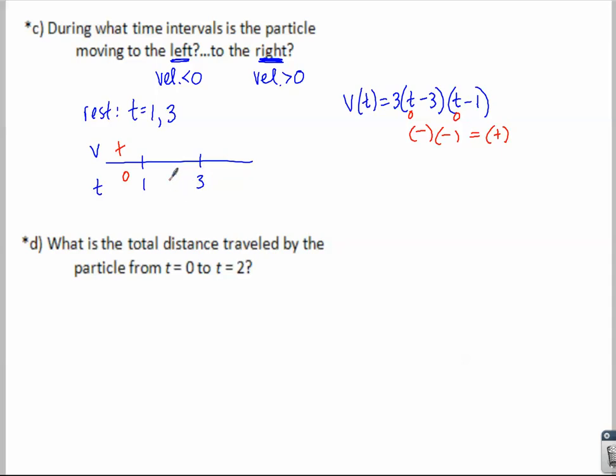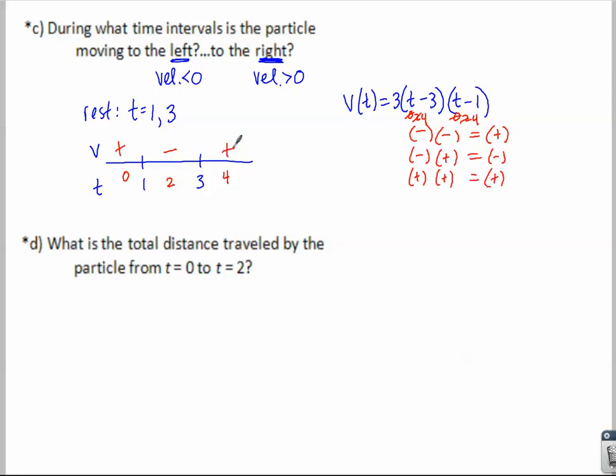Plug in a test value between 1 and 3, like 2. So 2 now. That's a negative, that's a positive, and a negative times a positive is a negative. So a negative velocity there. Do I care what the velocity is? No. Sign only. Left, right, that's all I care about. How about a test value of 4? 4 plugged in here instead of 2 gives me a positive. 4 plugged in here gives me a positive, which results in a positive.